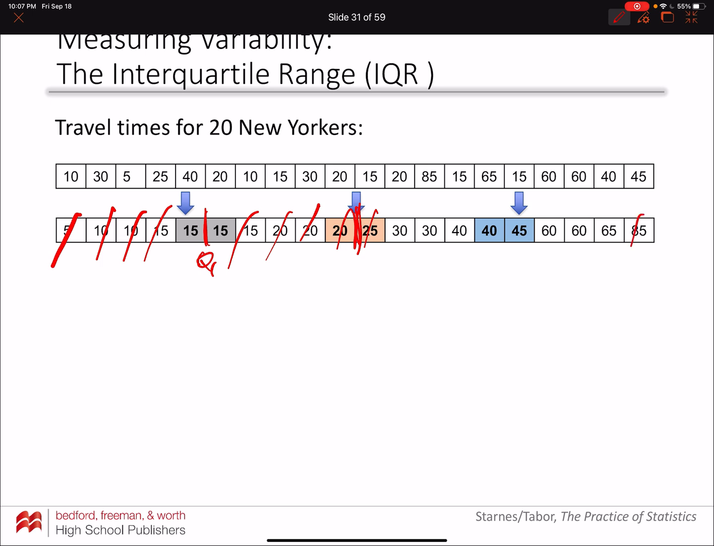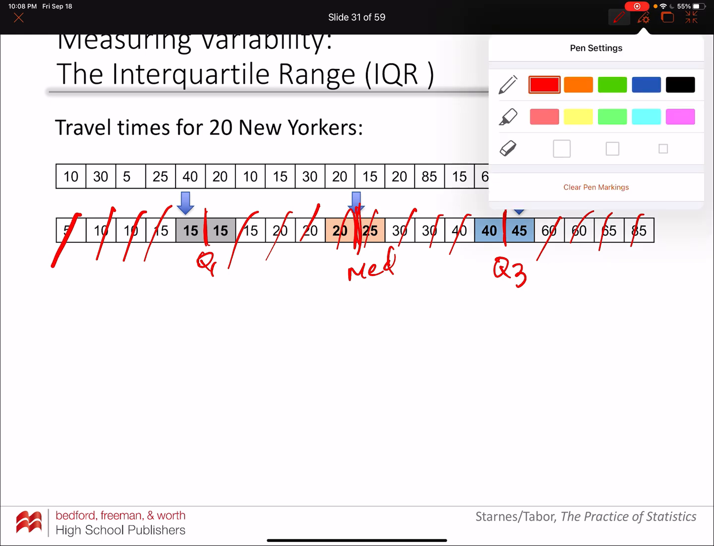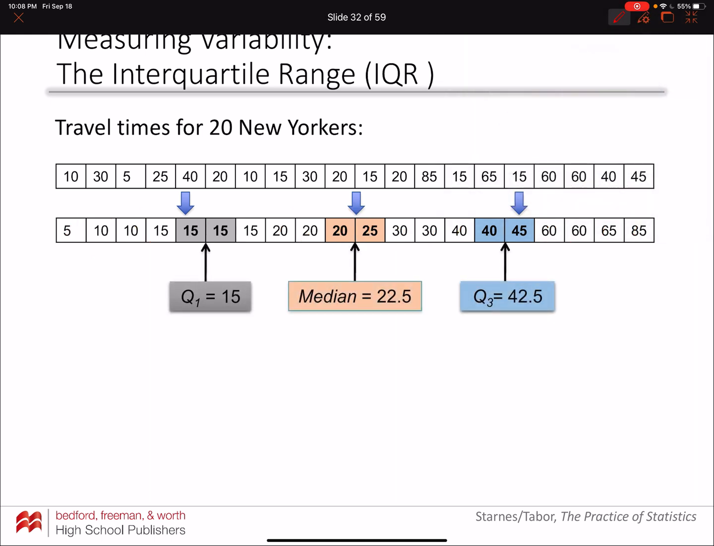Likewise on the top half. Here, the middle is Q3. And of course, this is the median. Okay, so hope that made sense. So we get those numbers. And now we're ready to find the interquartile range.